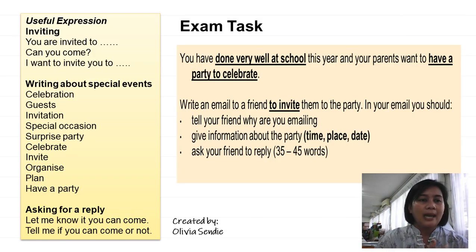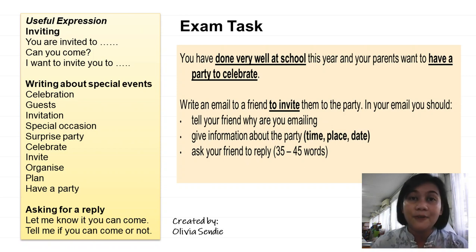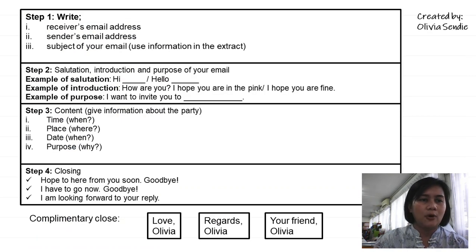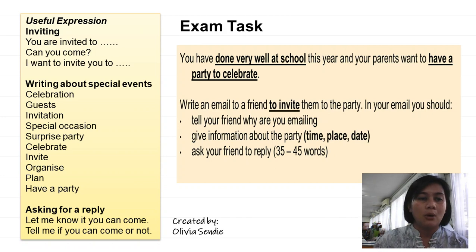All right, and lastly is asking for a reply. Let me know if you can come or not. I'm sorry, there's another spelling error there. It is actually if. Let me know if you can come, or tell me if you can come or not. But I prefer this sentence. Step 4, closing. The third sentence, I'm looking forward for your reply. But there's nothing wrong if you want to use the sentences here. Let me know if you can come, or tell me if you can come or not.